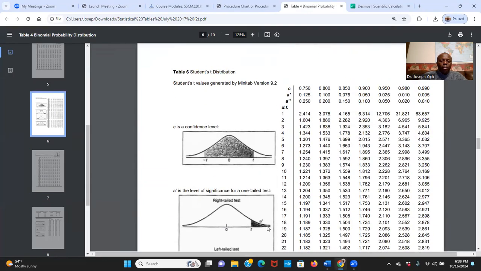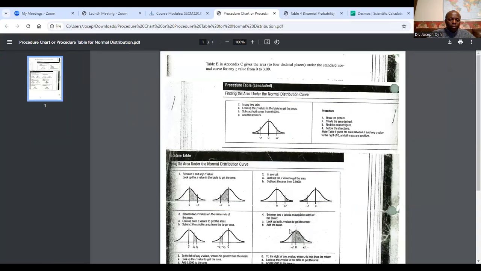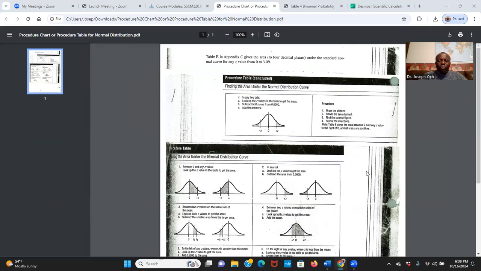I also want you to print the procedure chart. We've got the procedure chart right here. Again, we'll be using this for the two of them. They go hand in hand. We'll be using it for this class, okay? Now I can go back to where we are.